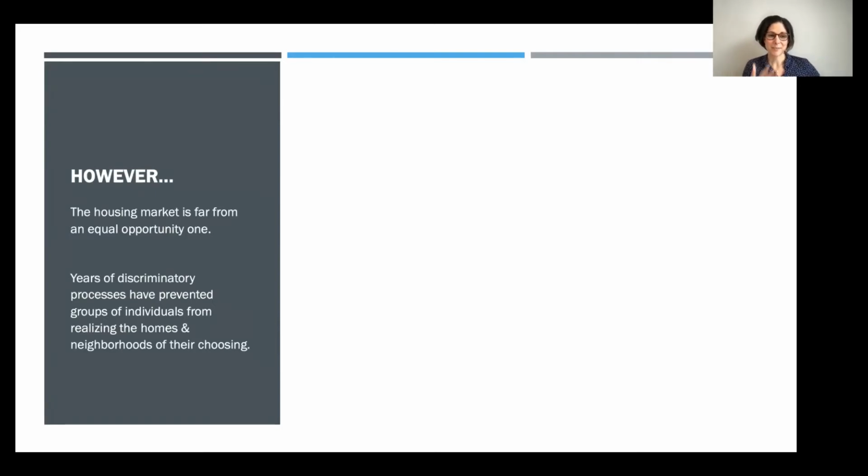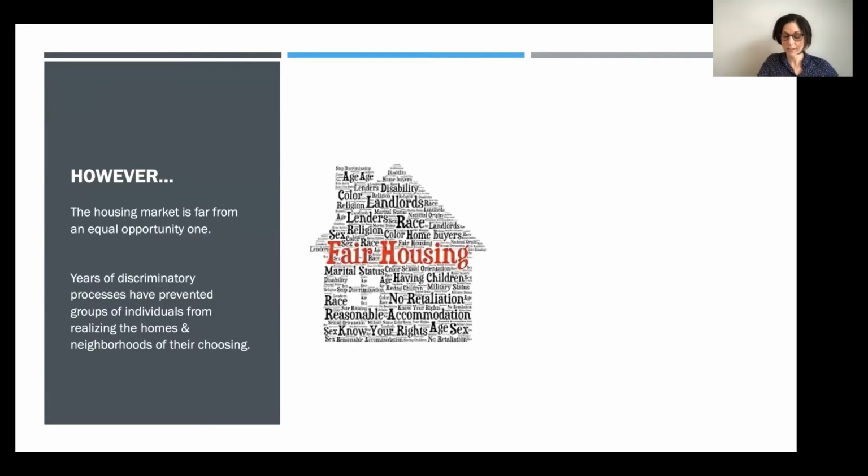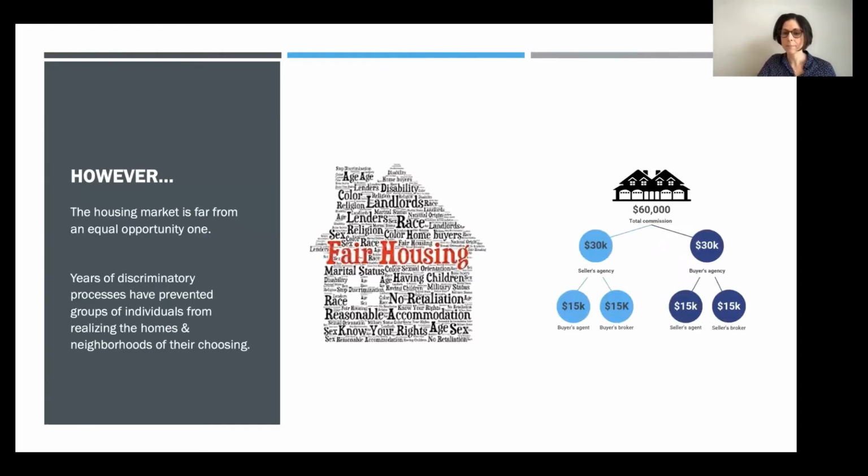But on the other hand, of course, we know that people don't always get to live in the neighborhood of their choice. And our housing market is far from an equal opportunity one. We have all of these years of discriminatory processes that have prevented certain groups from purchasing homes in the neighborhoods of their choosing. So we have, of course, histories of discrimination, and that restricts especially African Americans from buying homes in high amenity neighborhoods. But we also have this potential role of realtors in how they market properties.